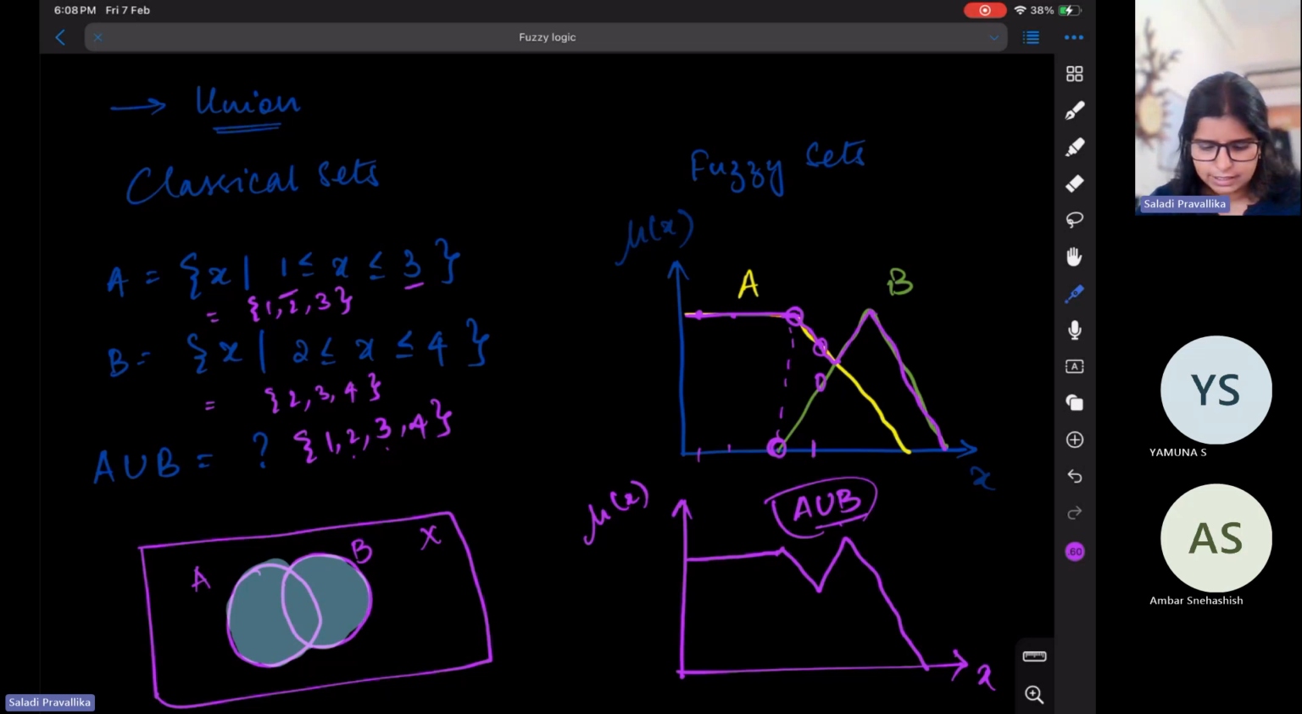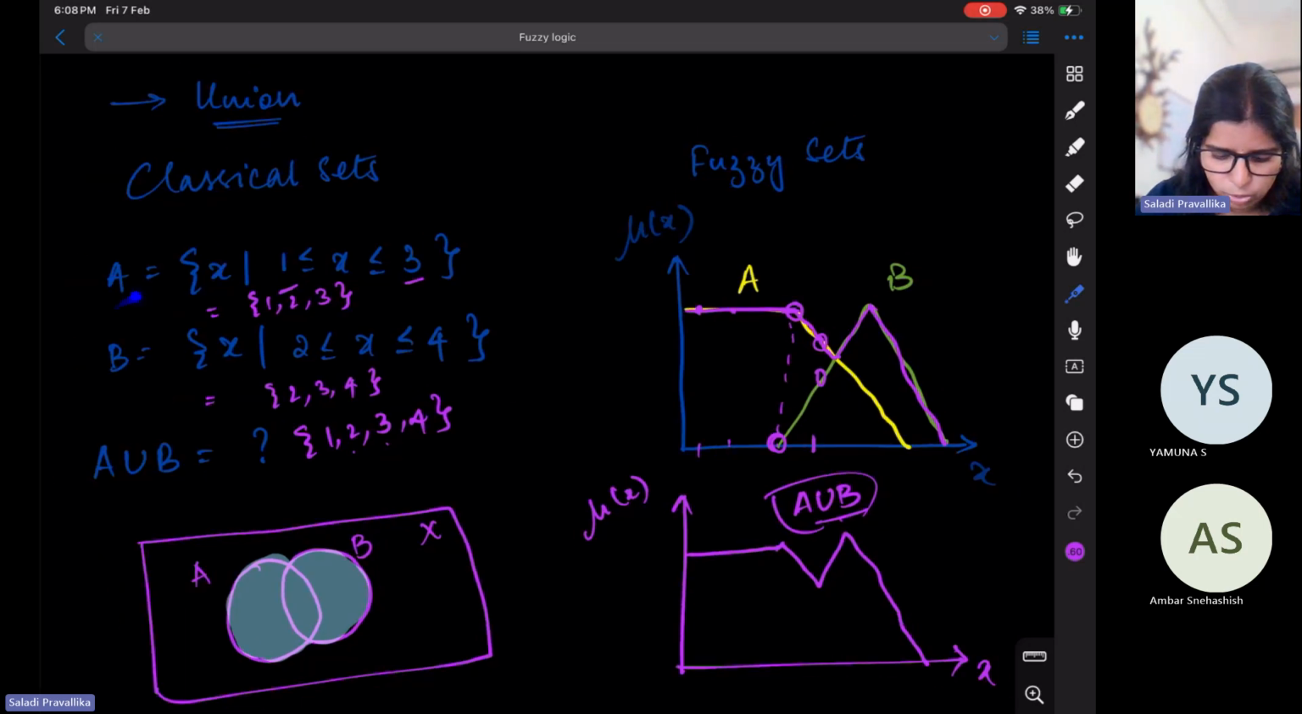So in a classical set, let us say we have two sets, set A and set B, where in set A, the X values lie in between 1 and 3, whereas in set B, the values of X lie in between 2 and 4. So if we were to write it as a set, A is equal to {1, 2, 3} and B is equal to {2, 3, 4}, right?